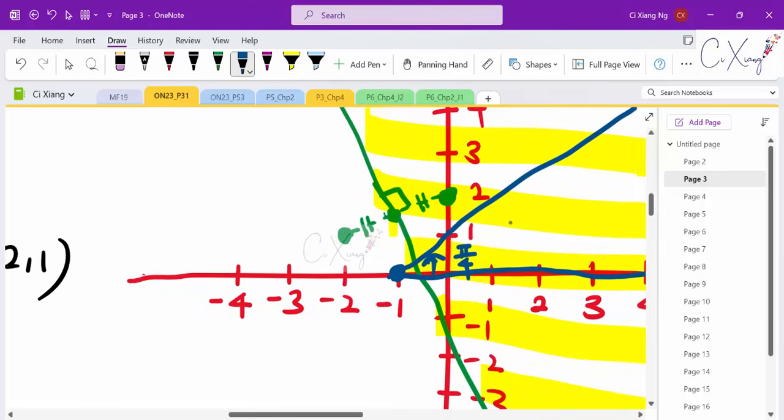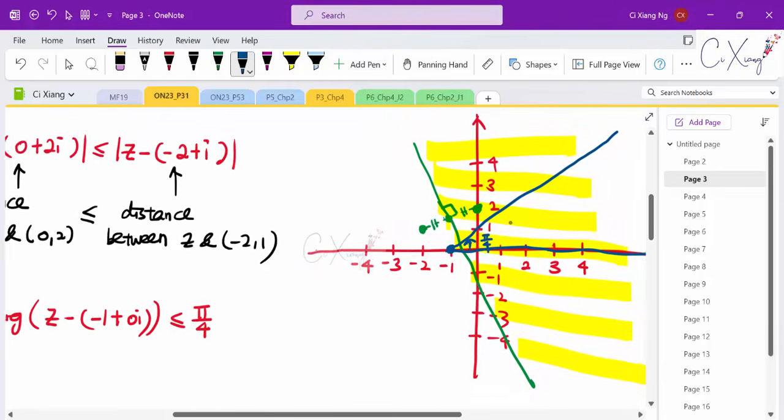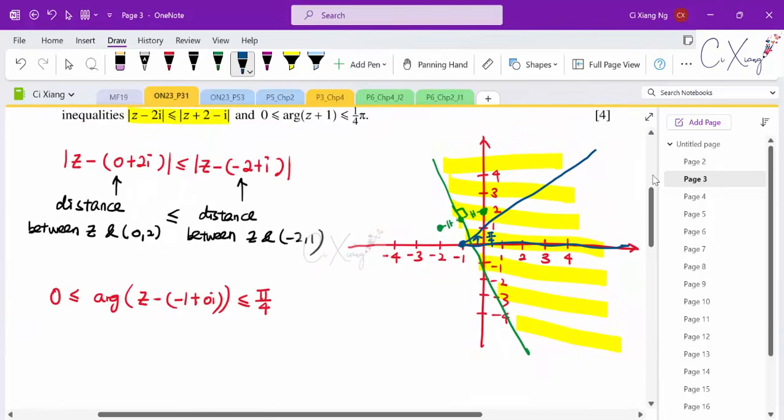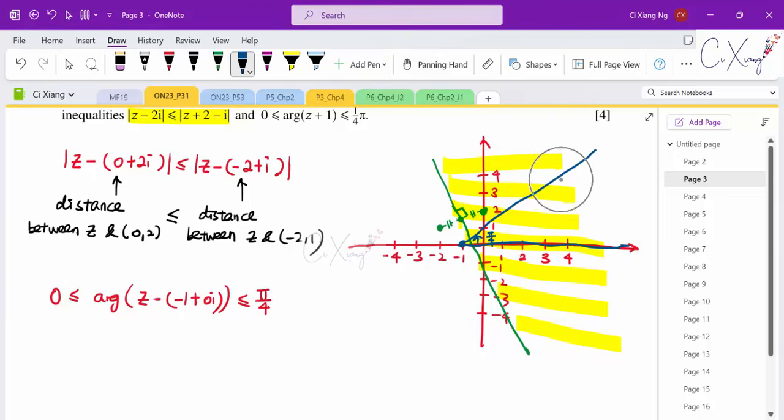Okay, all right, so this is the blue color part, which is the second inequality. For this second inequality, where should I shade the area? They are saying that they want to shade the area between 0 and pi over 4. So 0 is a horizontal line, pi over 4 is this slope line here. The area between these two parts will be this one. So this is the area for the second inequality.